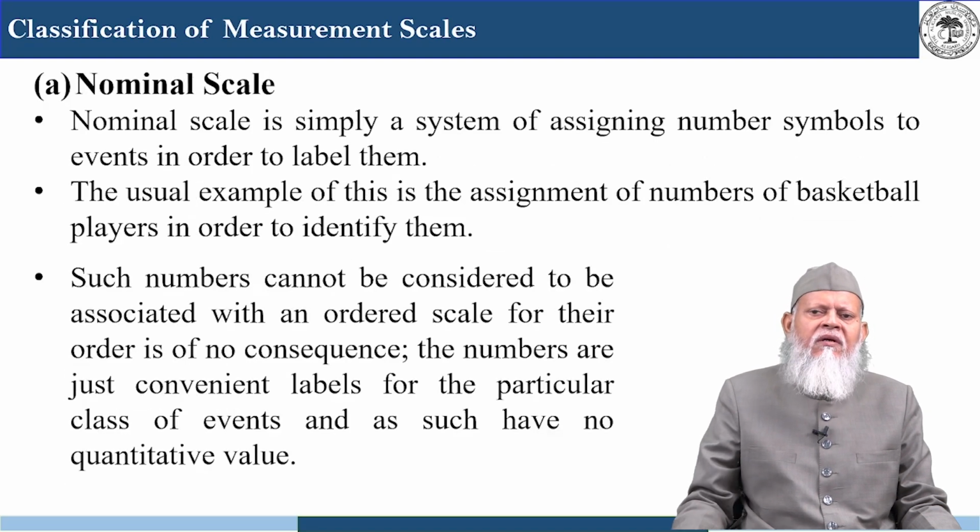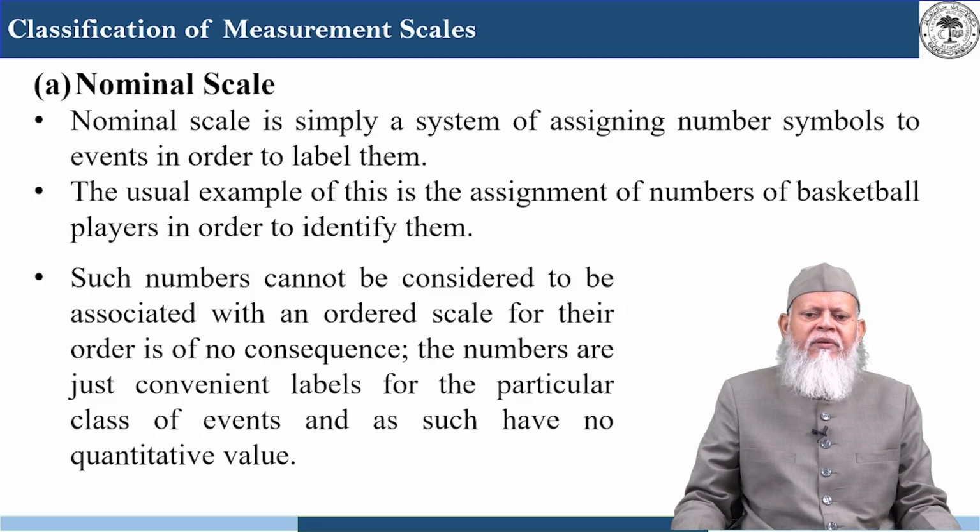So, the first, the nominal scale. What is a nominal scale? A nominal scale is simply a system of assigning number symbols to events in order to label them. The usual example of this is the assignment of numbers to footballers, to basketball players, to cricket players in order to identify them.